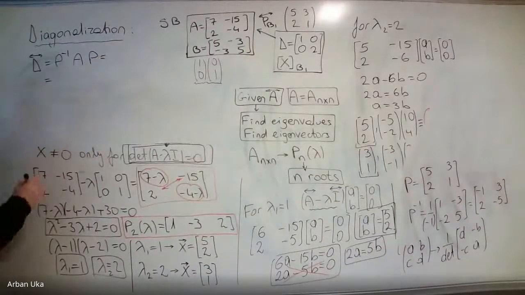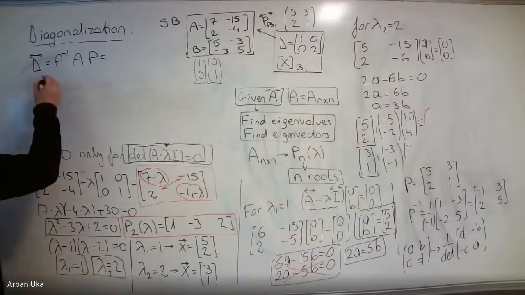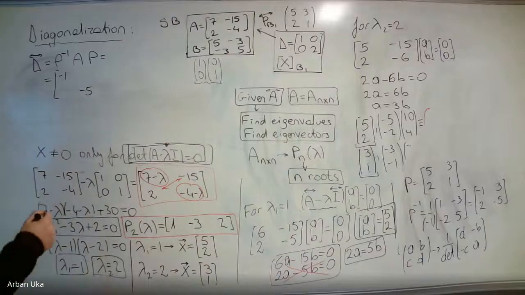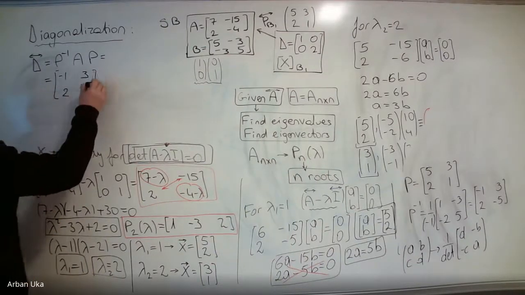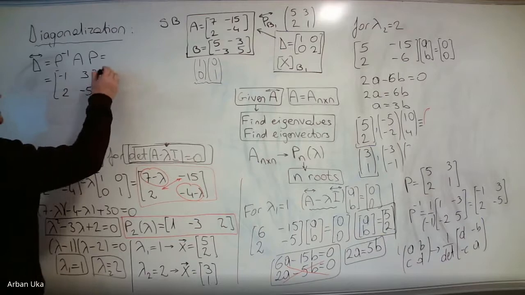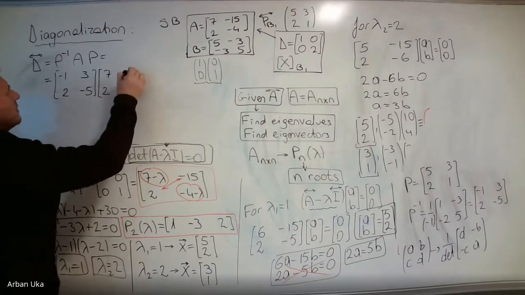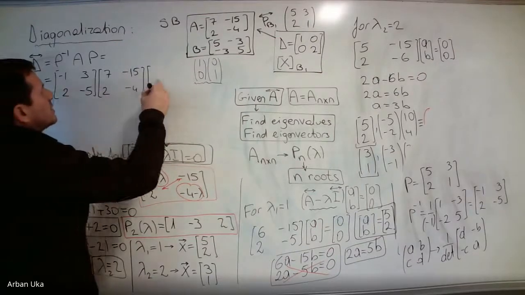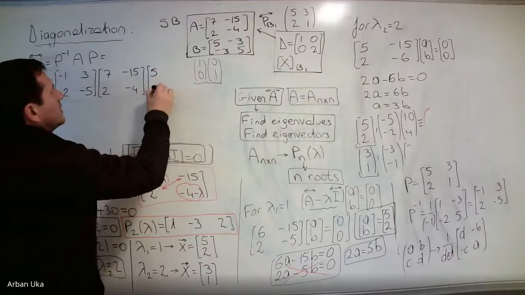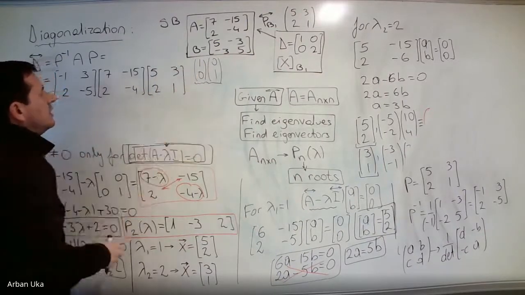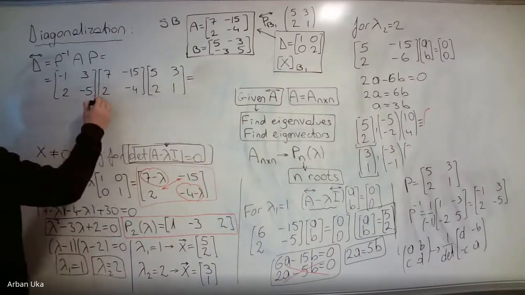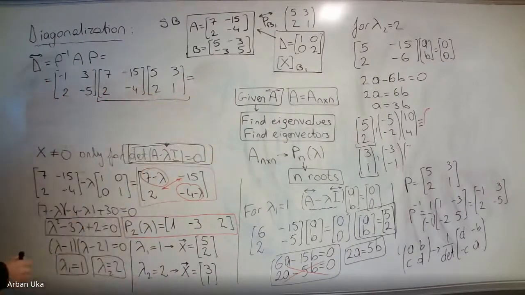This is equal to minus 1, minus 5, 3 and 2. Let's multiply this with matrix A, which is 7, 2, minus 15, minus 4, and let's multiply by the matrix P, which is 5, 2, 3, 1. We know what the standard basis looks like. So what is the multiplication of these two matrices?